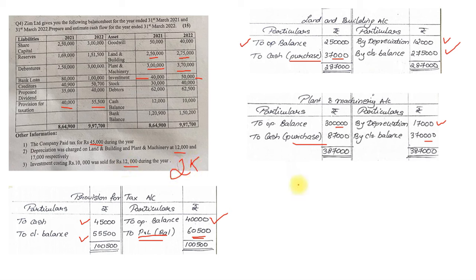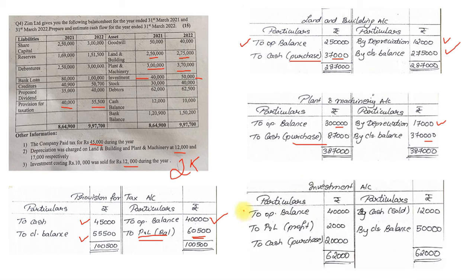So now let us see how to make that. Opening is 40,000, closing is 50,000. When you're selling, it's always on the buy side. The difference of profit will go to P&L, profit 2,000. Tally it. The difference will go to cash purchases. The amount is 20,000. So now in this problem, remember a few values.